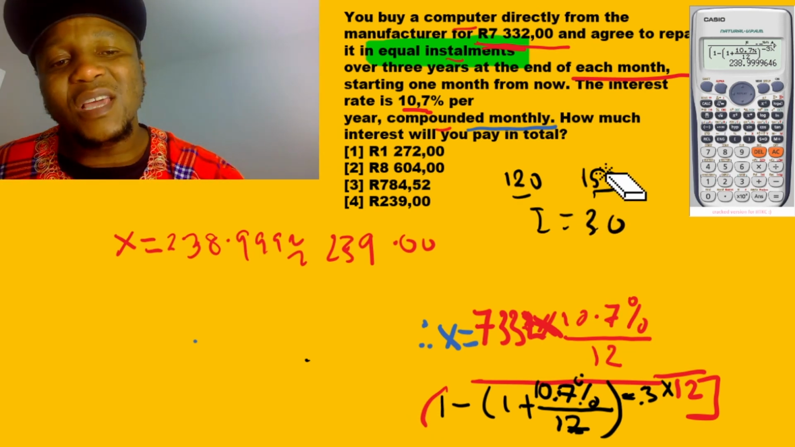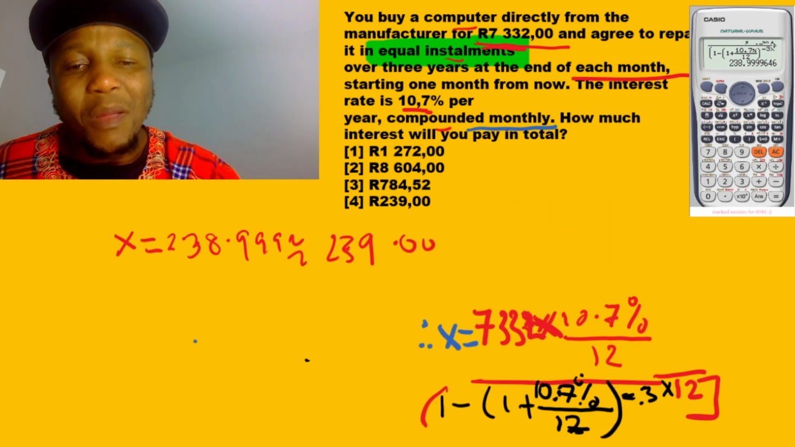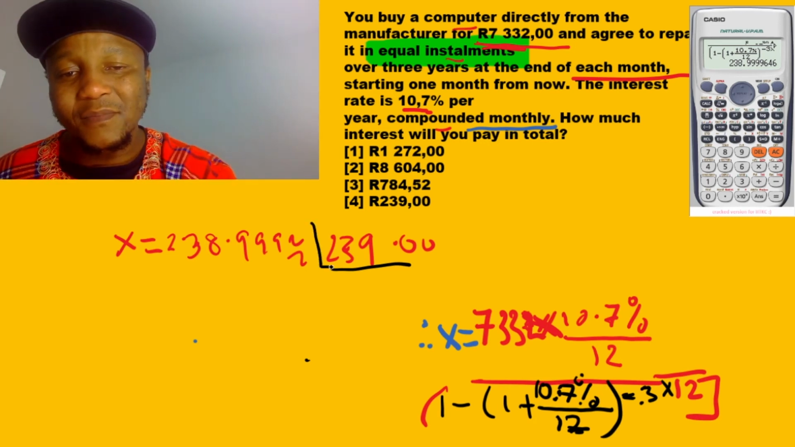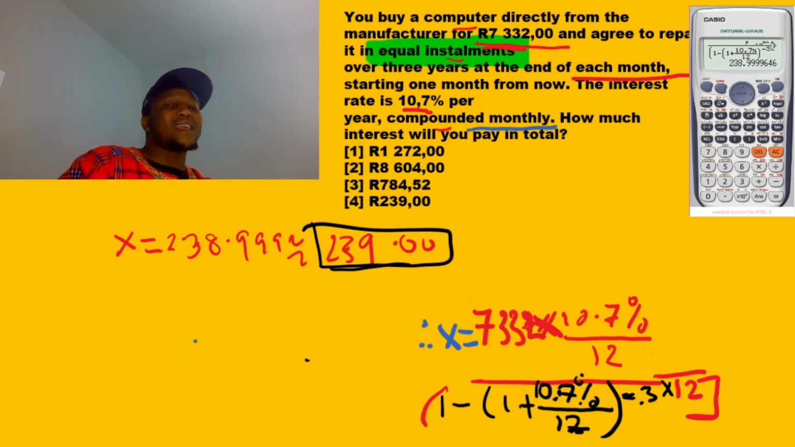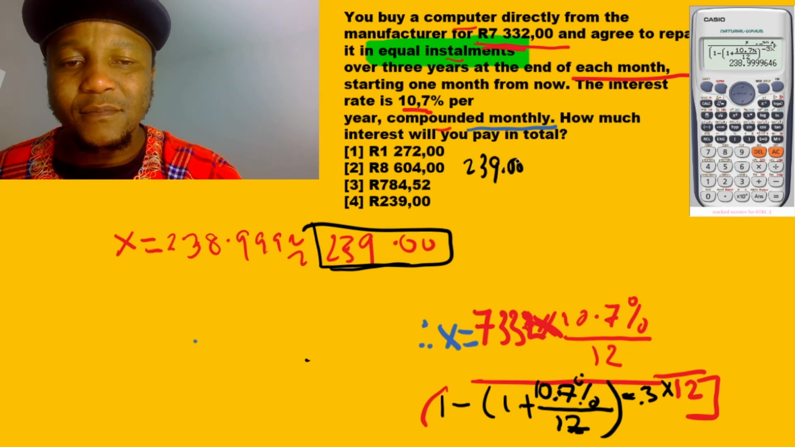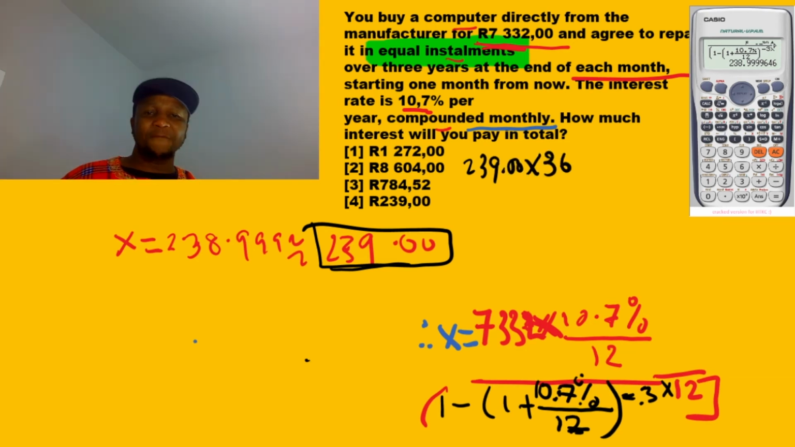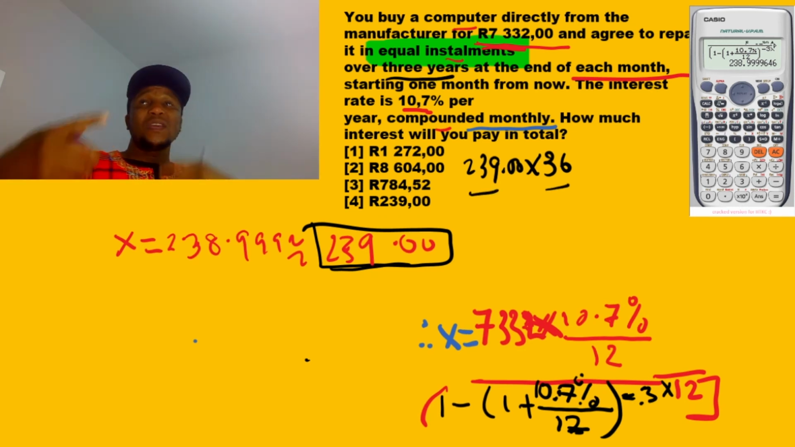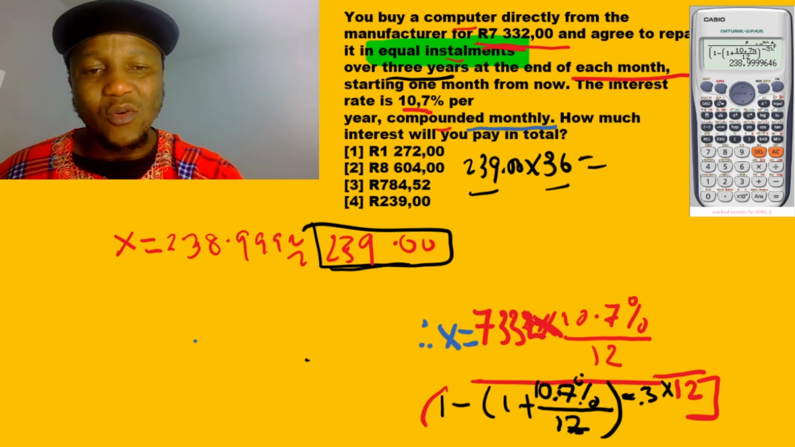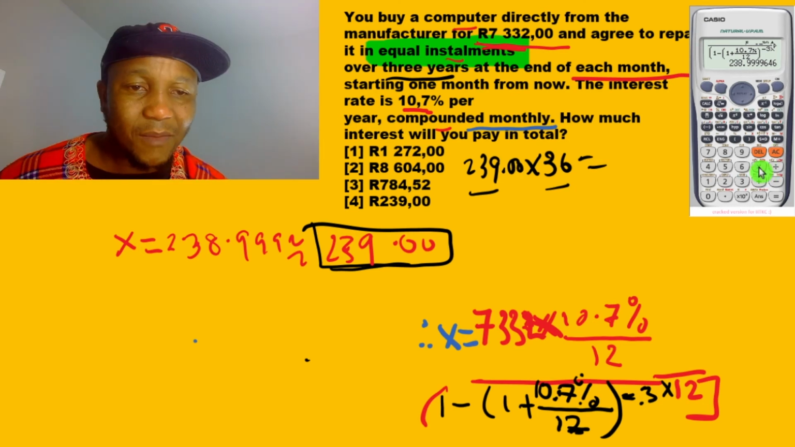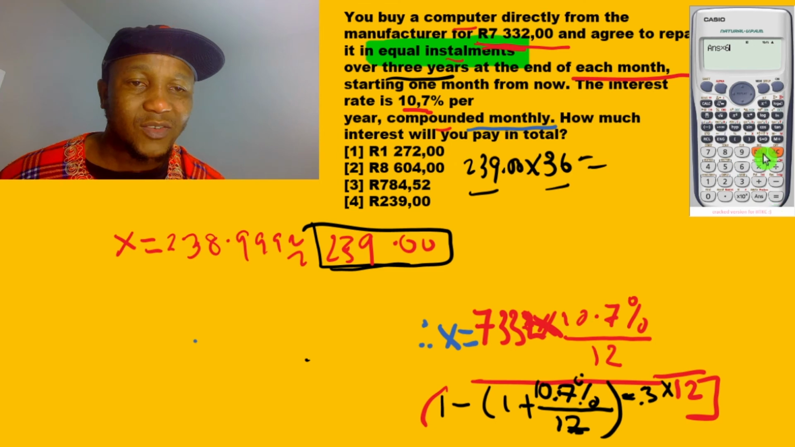See? So now for this case, we're going to play the same game. Remember, X represents the monthly repayment. It means every month you're going to be paying this amount of money. So now let's find out how much in 3 years. That means take this amount, 239, and multiply by 36. You know why multiply by 36? Because it took 3 years. If these are paid monthly, then for 3 years it's going to be 239 multiplied by 36. So come here and multiply by 36.